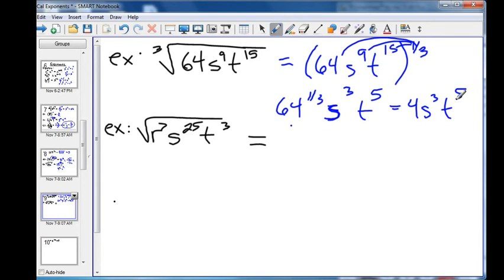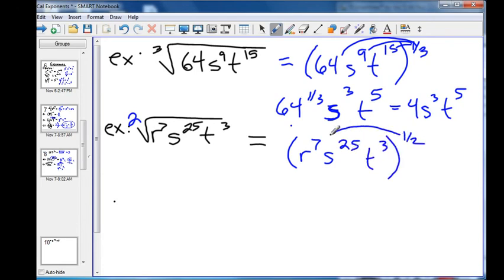Now for this example, we have a square root. So whether we write it or not, there's an understood 2 right here, which may help you remember that a square root is the same thing as raising something to the 1/2. So this 1/2 gets applied to all 3 of these. Remember, we multiply these. So it'll be r to the 7/2. Sorry, my notebook is slowing down a little bit. We'll try that again. R to the 7/2, s to the 25/2, and t to the 3/2.